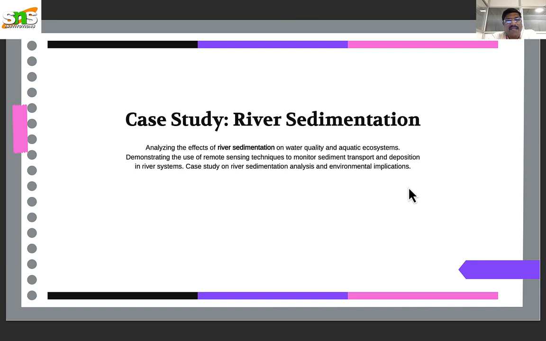River sedimentation, analyzing the effect of river sedimentation on water quality and aquatic ecosystems, demonstrating the use of remote sensing techniques to monitor sediment transport and deposition in river systems.